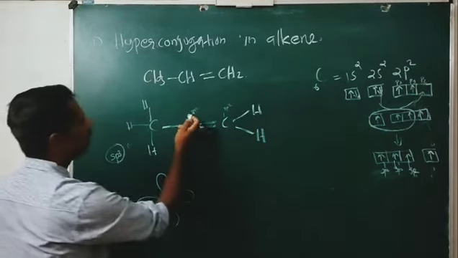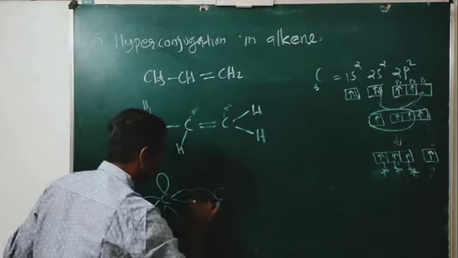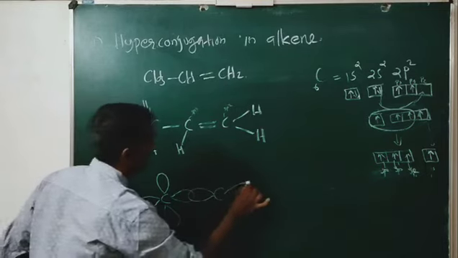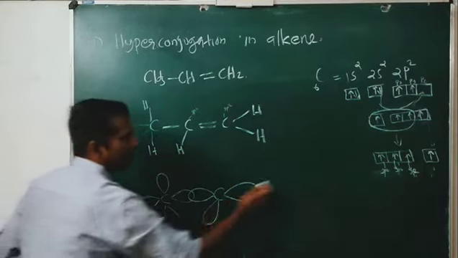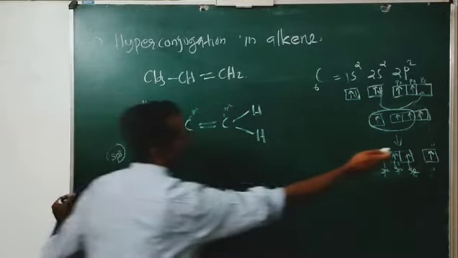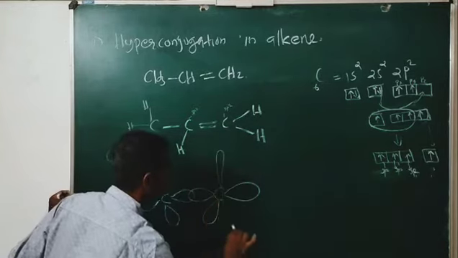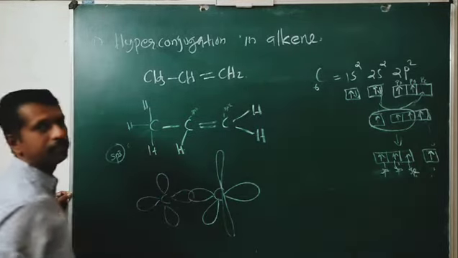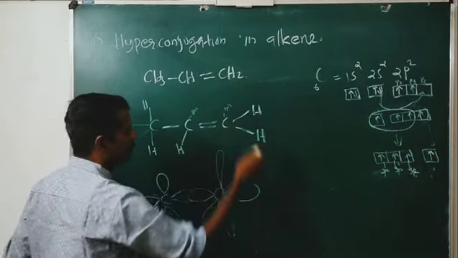So in the sp2 hybridized state, the carbon has 3 sp2 hybridized orbitals, 1, 2 and 3, and you can see one unhybridized p orbital. The unhybridized p orbital is shown like this. And here also you can see that the carbon atom is in the sp2 hybridized state.